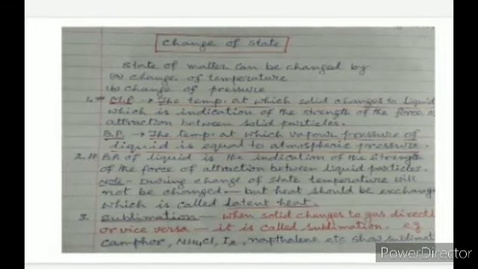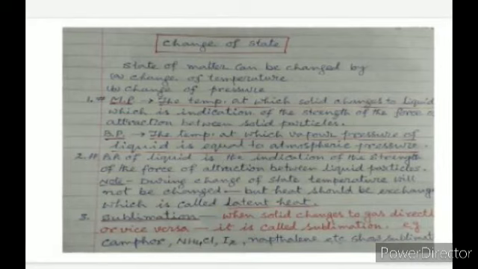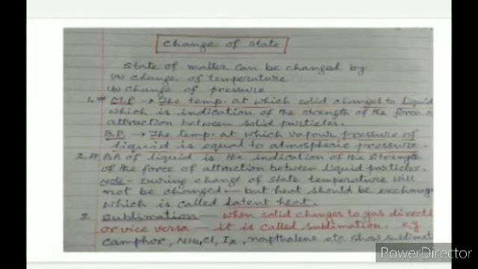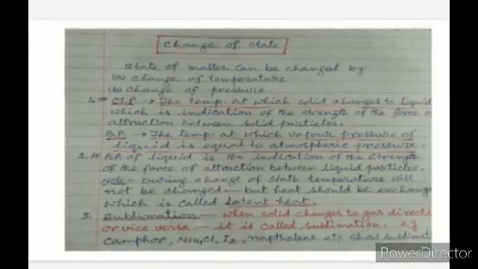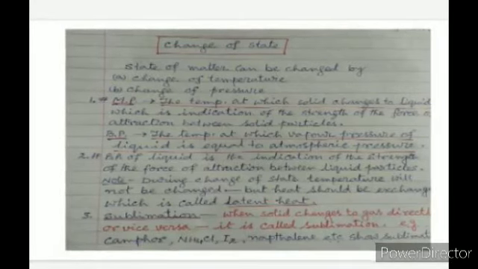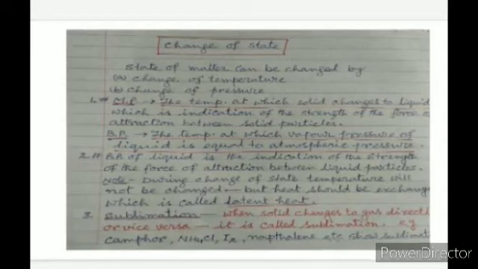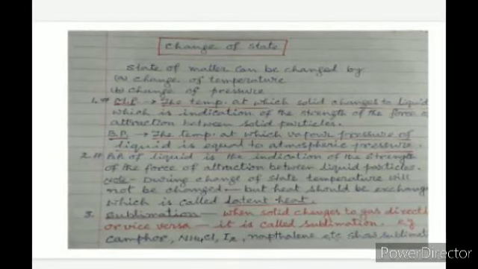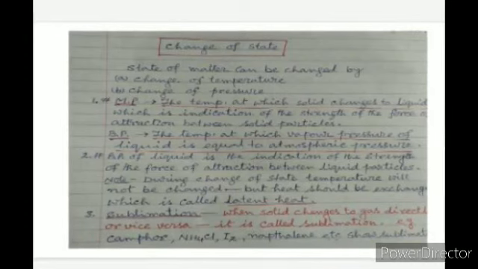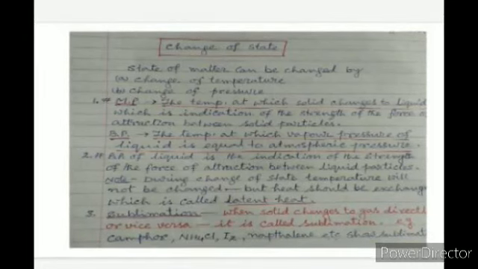Boiling point: the temperature at which the vapor pressure of a liquid is equal to atmospheric pressure. The boiling point of a liquid is an indication of the strength of the force of attraction between liquid particles. Note, during change of state, temperature will not change, but heat is exchanged, which is called latent heat.